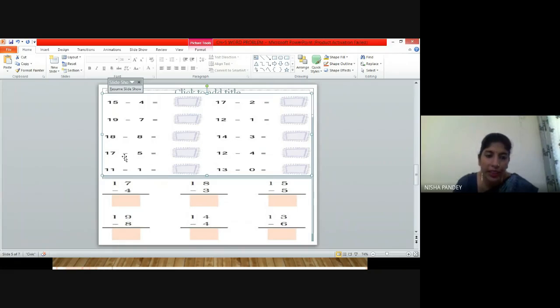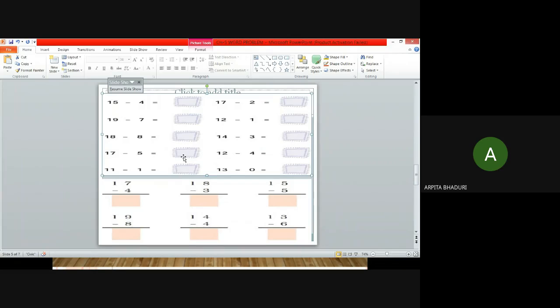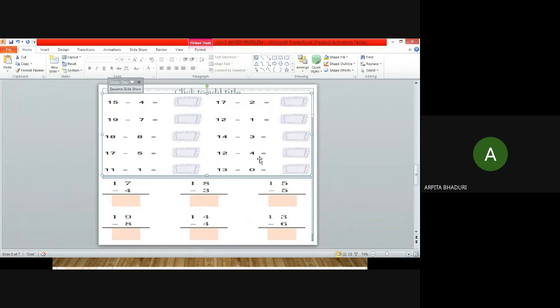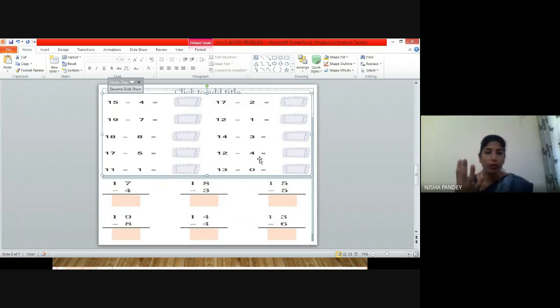Now 17 minus 5. So again, we'll do backward counting. 16, 15, 14, 13, 12. 12 will come. Very good. Now 12 minus 4. Like 4 times we have to do backward counting. 11, 10, 9, 8. So 8 will come.